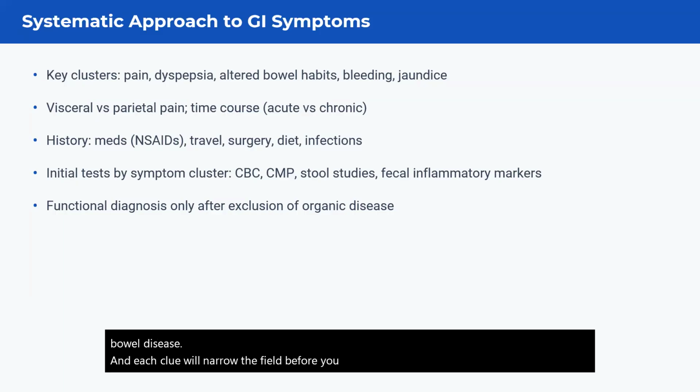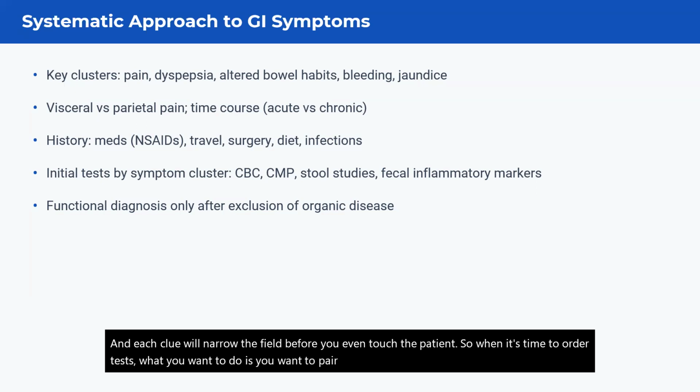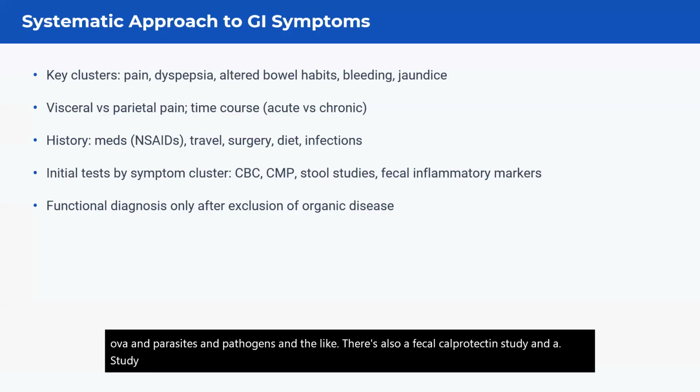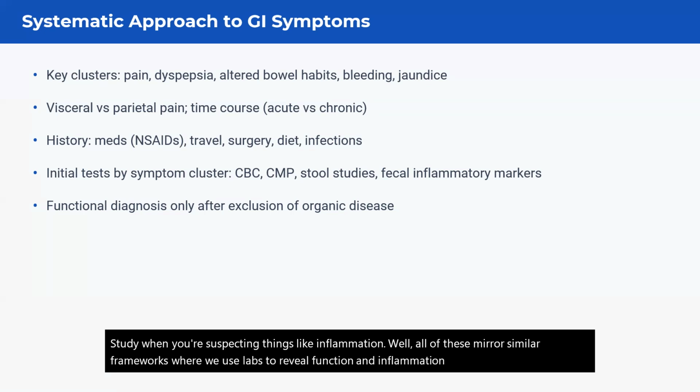touch the patient. So when it's time to order tests, you want to pair them to the symptom cluster. For example, you'll pair the CBC, looking for anemia or infection, or the comprehensive metabolic profile, the CMP, looking for liver or electrolyte disorders, or stool studies if you're looking for occult blood, ova and parasites, and pathogens and the like. There's also a fecal calprotectin study and a lactoferrin study when you're suspecting things like inflammation. All of these mirror similar frameworks where we use labs to reveal function and inflammation before you get to the structural problems.